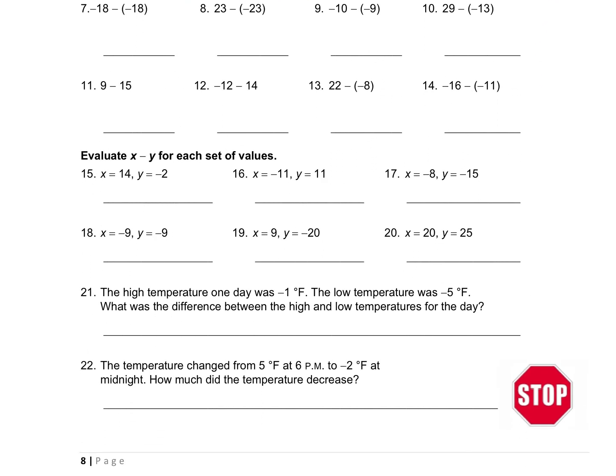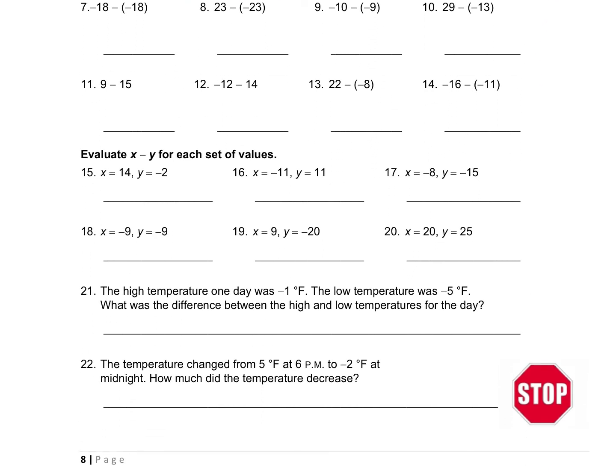In this next section, it says evaluate x minus y for each set of values. So you're going to use that same expression, x minus y, and they're telling you to substitute in different numbers each time. When you substitute in these numbers, put them into parentheses. For x, I'm going to put 14 minus, and then for y, I'm going to put a negative 2. So that's just my substitution step. Then to solve it, because it says evaluate, you need to actually get the answer.